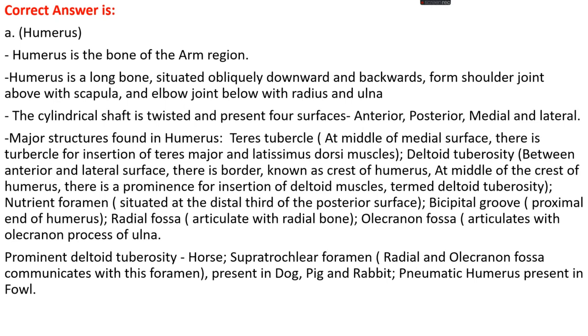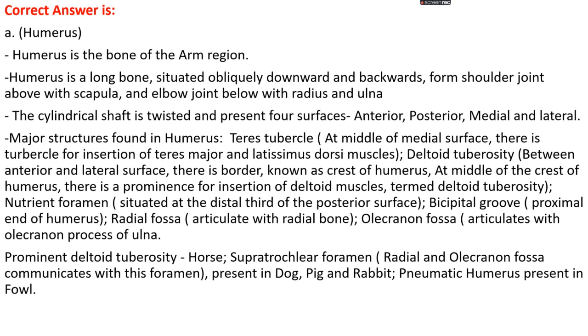Humerus is actually a long bone which is situated obliquely downward and backward. It forms the shoulder joint with the scapula, and it forms the elbow joint with the radius and ulna. The humerus mainly consists of a cylindrical shaft which is twisted, and it mainly contains four surfaces, that is anterior surface, posterior surface, medial surface, and lateral surface.